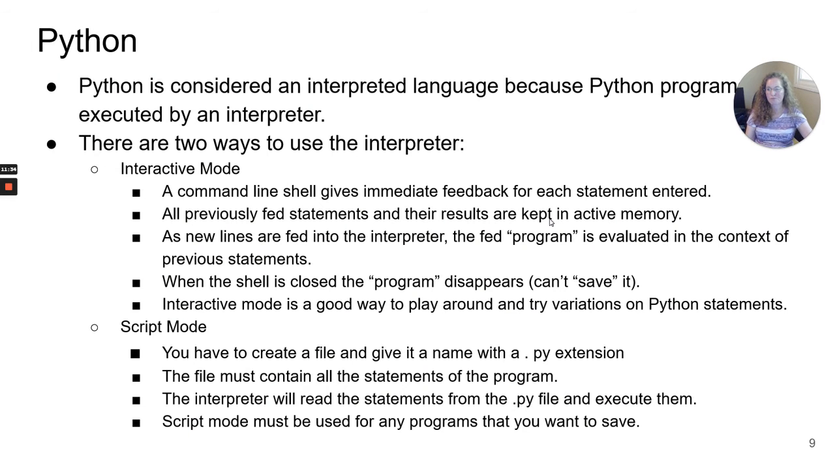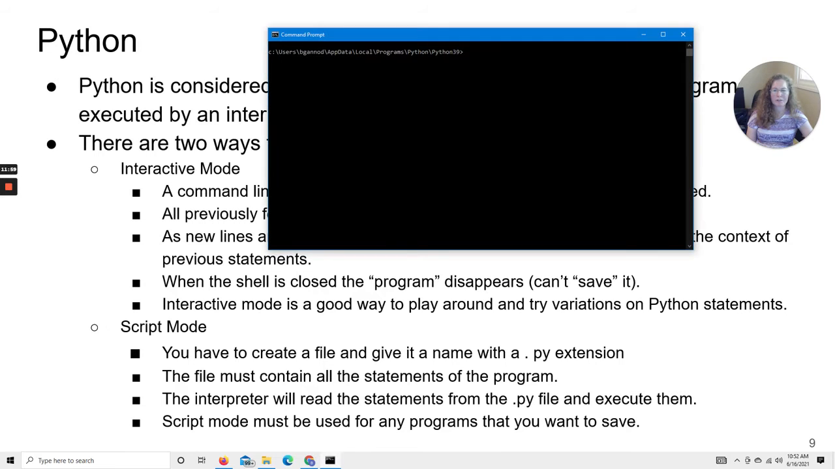Okay, so as we said, Python is considered an interpreted language because the Python program is executed by an interpreter. It's not executed by the processor itself. It's executed by an interpreter. There are two ways to use the interpreter: in interactive mode and in script mode. So I'm going to give you a little demo here.